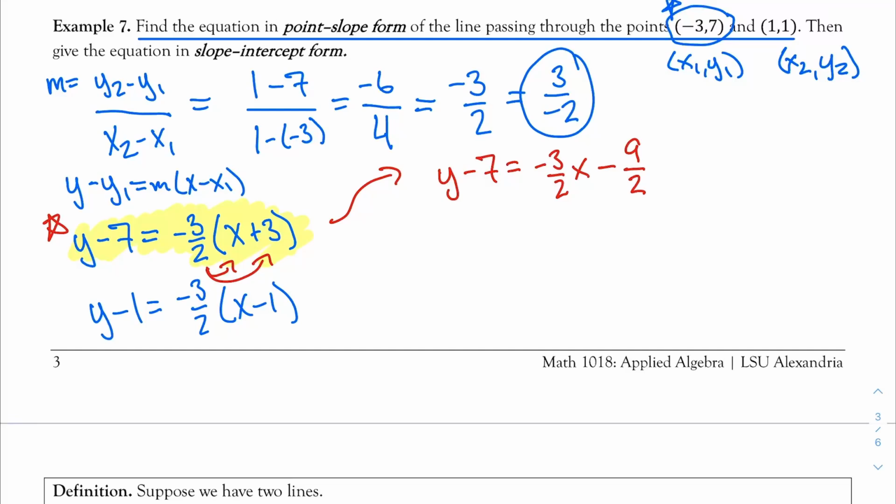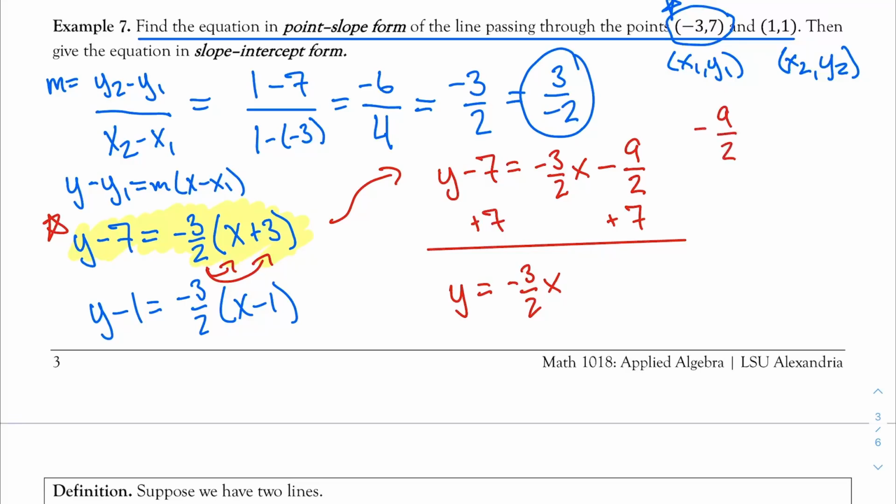Now, all I have to do is add 7 to the left and to the right. If I add 7 to both sides, I get y is equal to negative 3 halves x, which hasn't changed, and then negative 9 over 2 plus 7. You can either calculate this in your calculator, or if you want to do it by hand, I'm going to do it right here by hand as well.